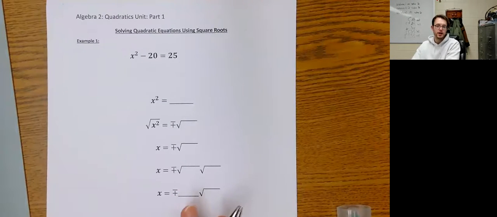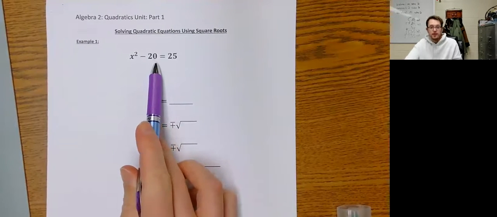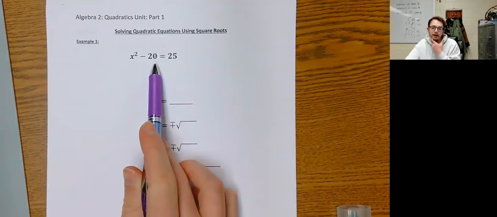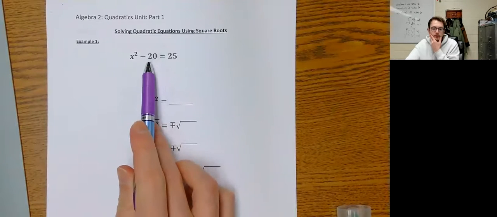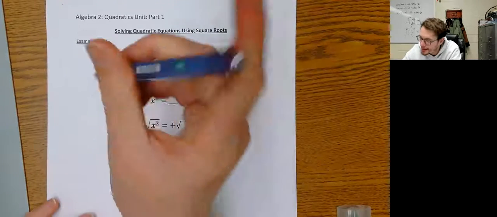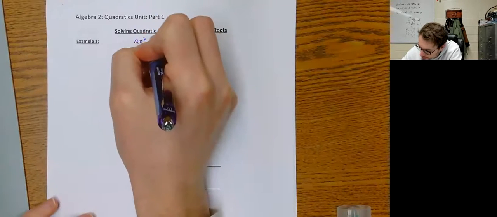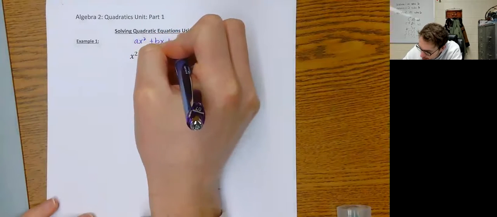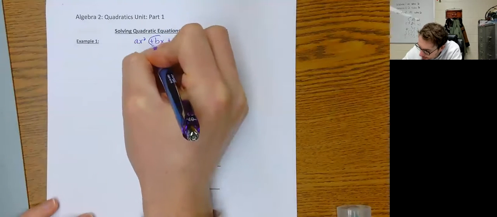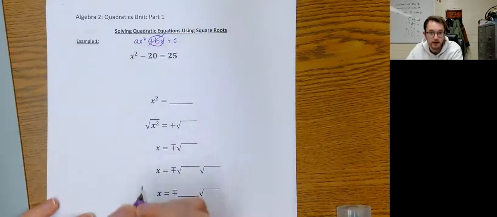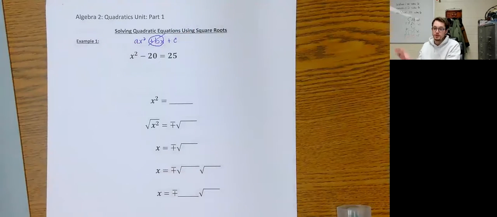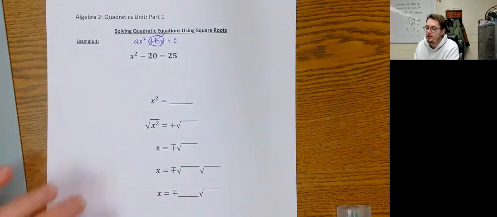So this quadratic isn't in standard form. And I'll say the quickest way to solve a quadratic, if we have ax squared plus bx plus c and the bx term is not there, if there's no x variable, just an x squared, then the quickest way to solve it is using square roots.